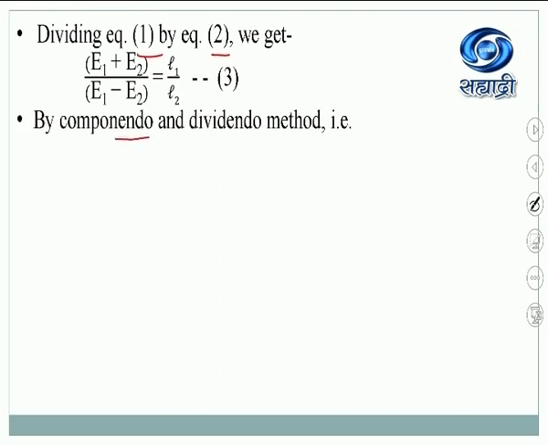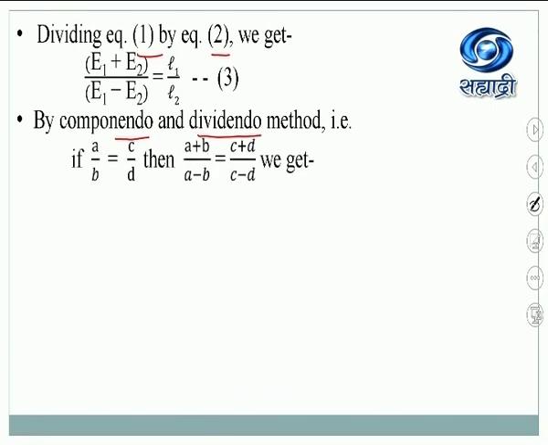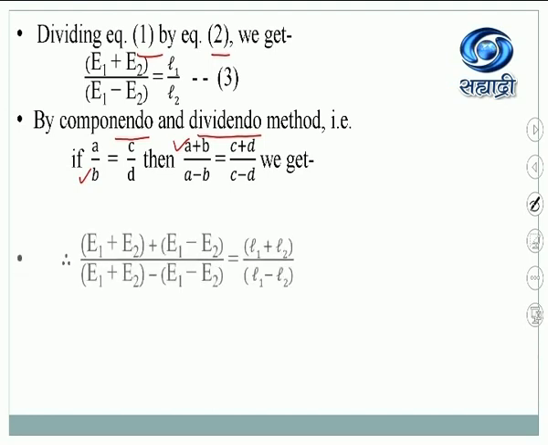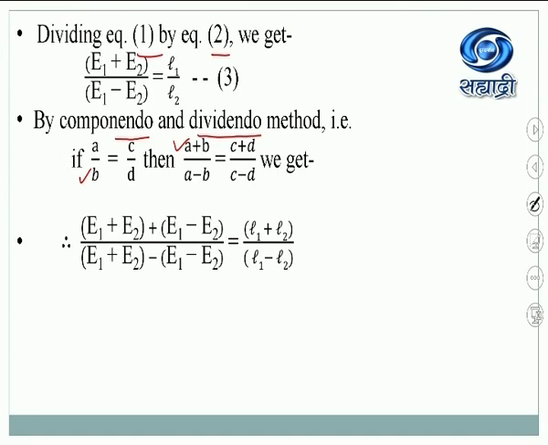By the componendo and dividendo method that we study in mathematics. Actually, what is that? That is, if A upon B equals C upon D, then we write A plus B upon A minus B equals C plus D upon C minus D. So this we shall use in the above equation 3. So what do we get then? E1 plus E2 plus E1 minus E2 from the above equation, divided by E1 plus E2 minus E1 minus E2, equal to, on the right hand side, L1 plus L2 divided by L1 minus L2.